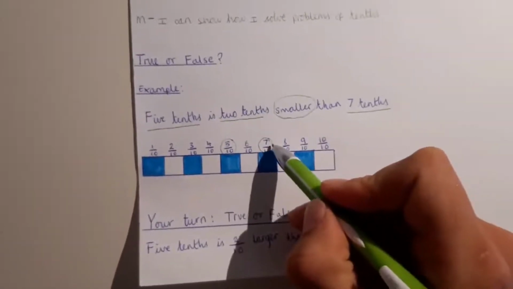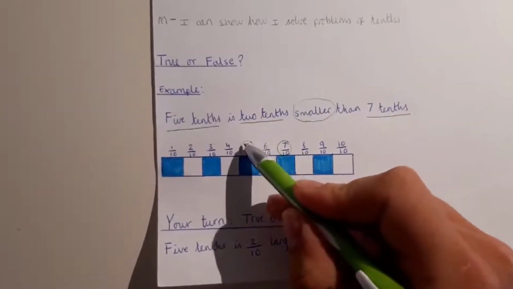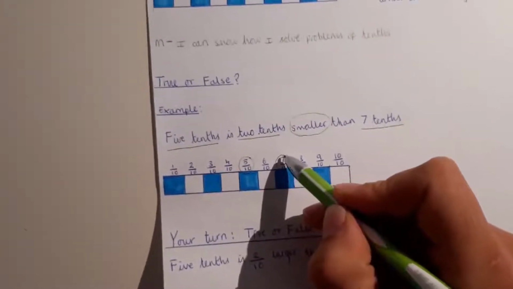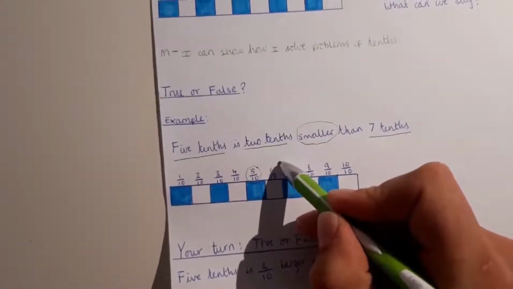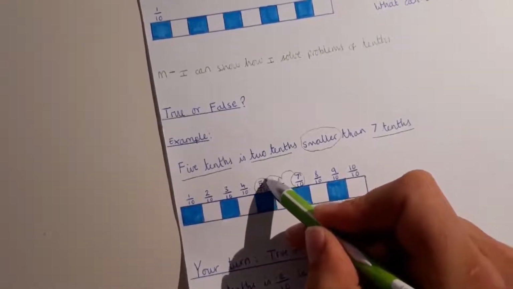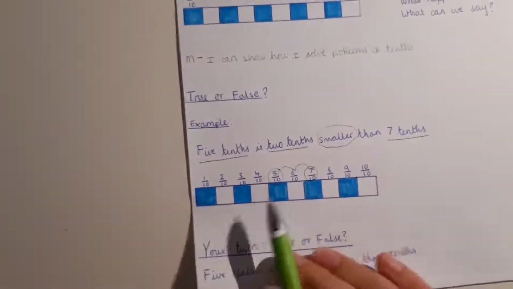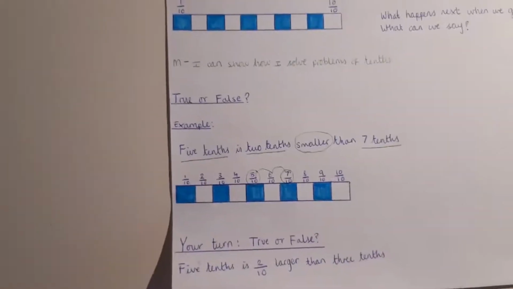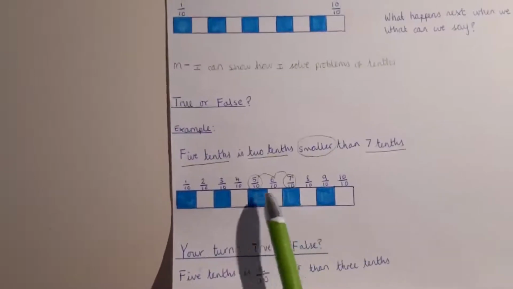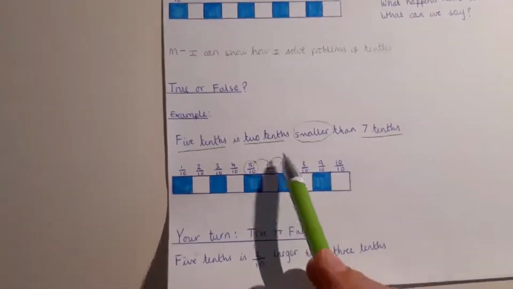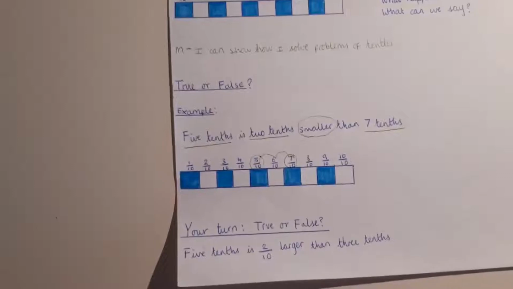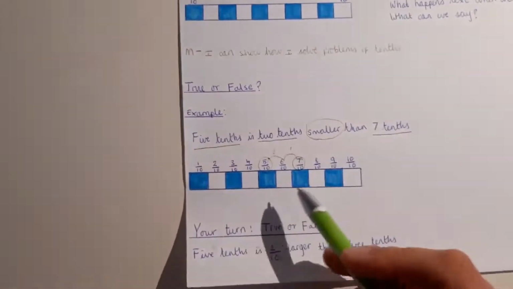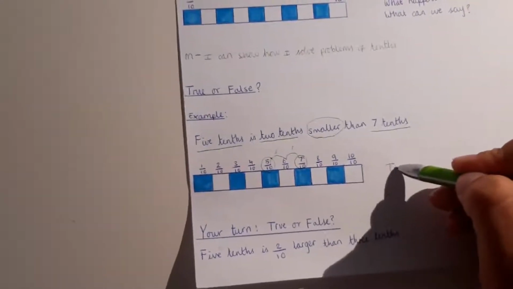So if we start at 7/10 and count back until we get to 5/10, let's see how many tenths smaller it is. 7/10, 6/10, 5/10. So if we look at how many jumps we've made there, we've made 2 jumps. So from our workings out, we can see that 5/10 is 2/10 smaller than 7/10. So 1, 2. So we'll write true.